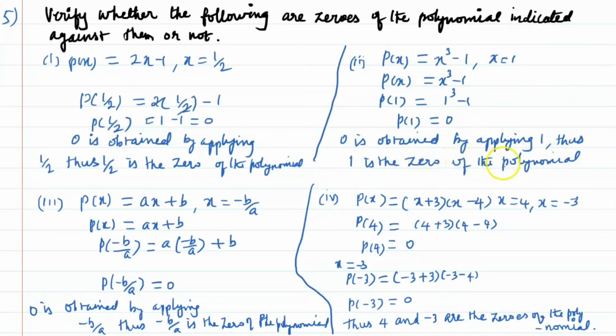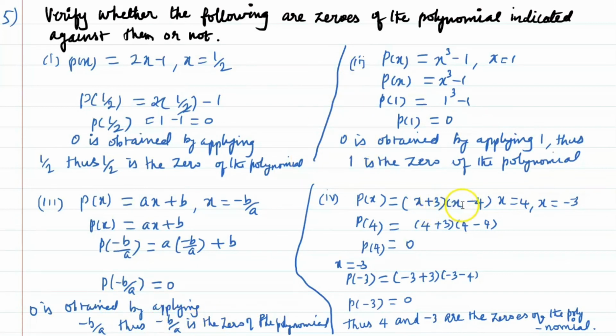So now you see the third question. P of x is equal to ax plus b. So x is equal to minus b by a. So p of x is equal to ax plus b. So we substitute minus b by a wherever x is. So p of minus b by a is equal to a into minus b by a in place of x. So a cancels, minus b plus b cancel. So answer 0. So 0 is obtained by applying minus b by a. Then minus b by a is the 0 of the polynomial.